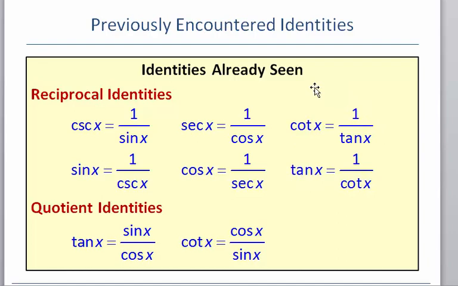We also have the quotient identities, and we have 2 of those. Tangent is equal to sine over cosine, and then the reciprocal of that, which would be cotangent, is equal to cosine over sine.